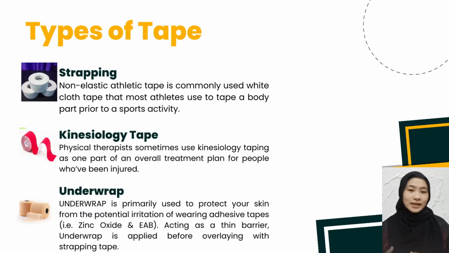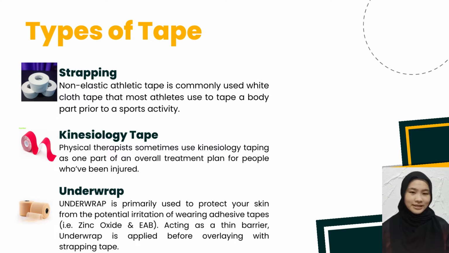In this slide, I will tell you about three types of tapes. The first type is strapping. Strapping, or non-elastic athletic tape, is the commonly used white cloth tape that most athletes use to tape a body part prior to a sports activity. Sports strapping tape is used to provide support to joints and reduce pain and swelling, improving physical activity and allowing athletes to optimize their performance without compromising on safety. Depending on the athlete's needs, different types of sport tape should be used.